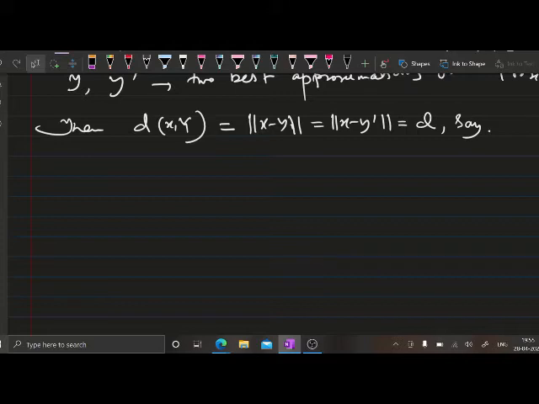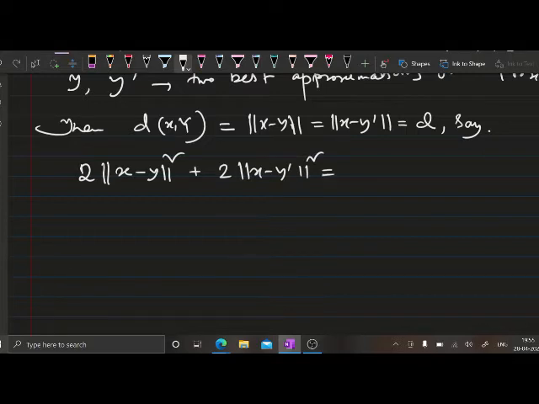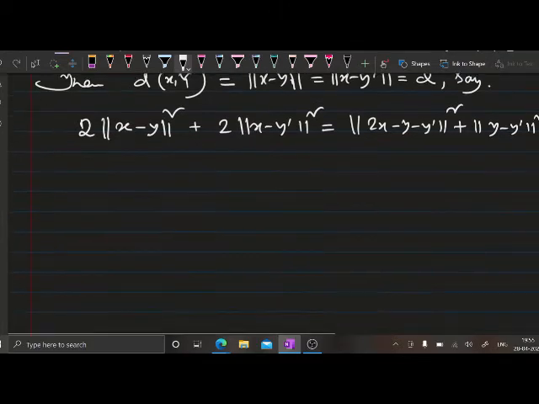Now, since we are living in an inner product space, you can apply the parallelogram law. By applying the parallelogram law, we have 2 times the norm of x minus y squared plus 2 times the norm of x minus y dashed squared, and this is equal to the norm of the sum of these two vectors, which is 2x minus y minus y dashed, squared, plus the square of the norm of the difference of these two vectors, which is y minus y dashed, squared.